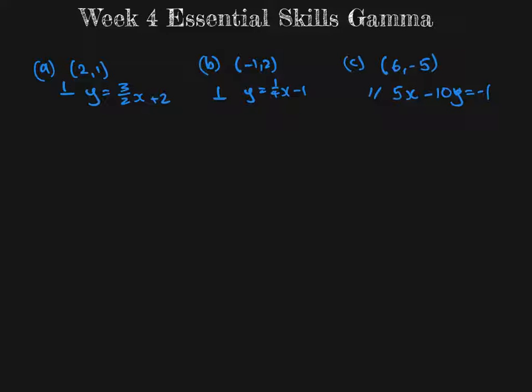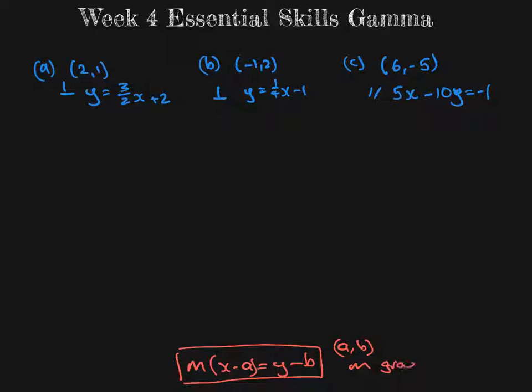To get the equation of a line, we're going to be using the formula m(x minus a) = y minus b, where (a, b) is a point on the line and m is the gradient. Now, in all these cases, the point (a, b) is given to us straight away, so we don't need to do any work for that. We just need to work out the gradient. Okay, let's have a look at the first one.